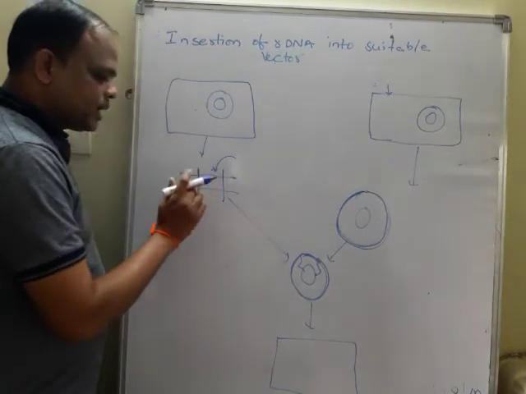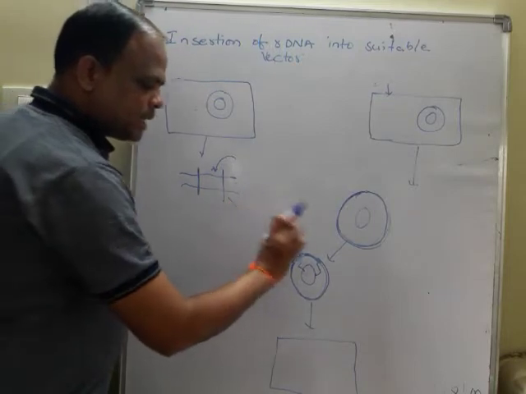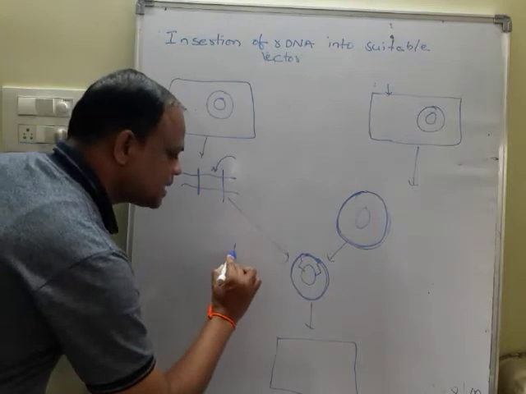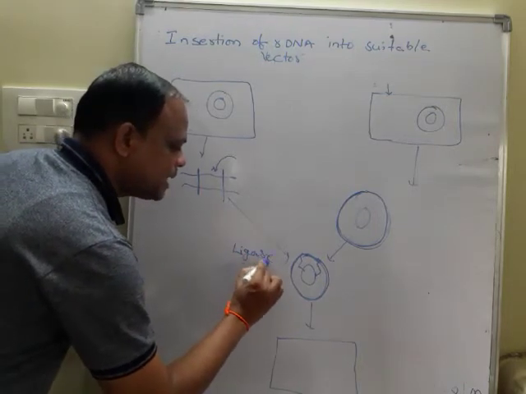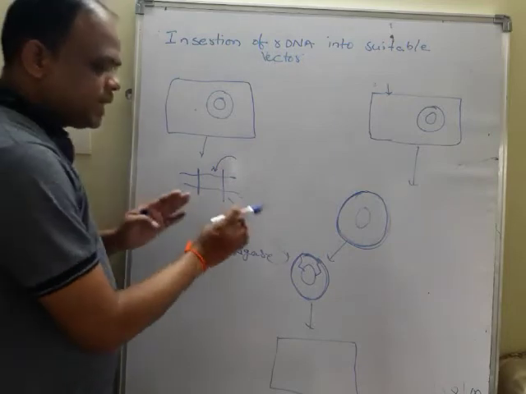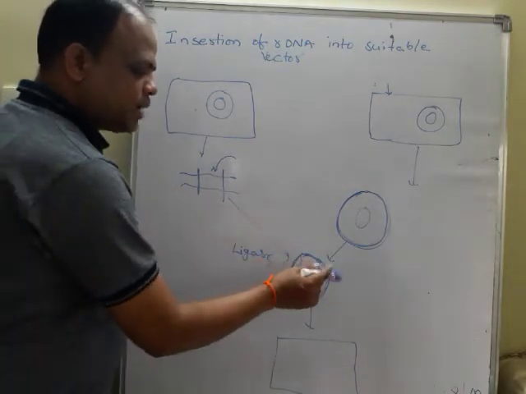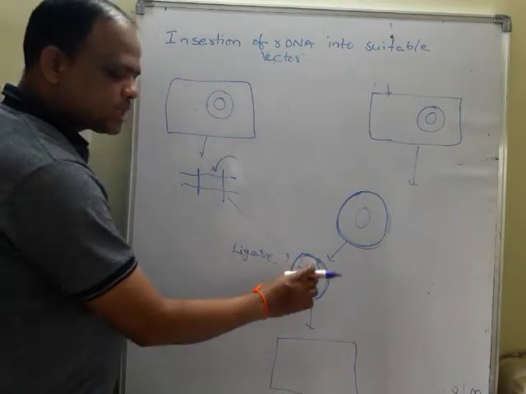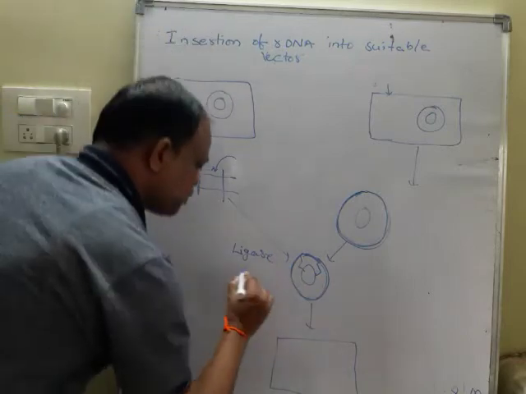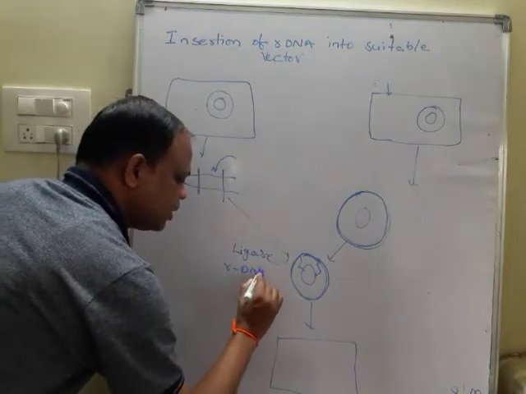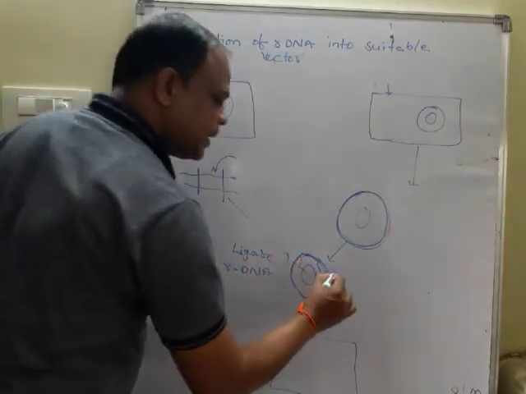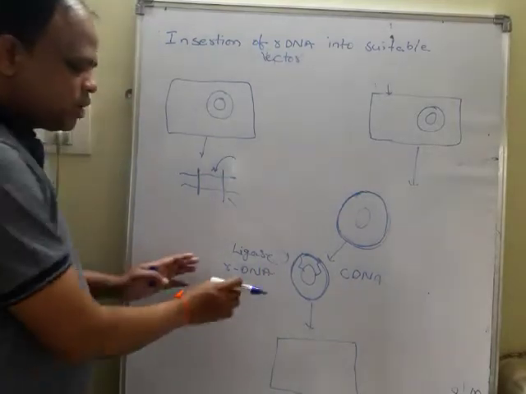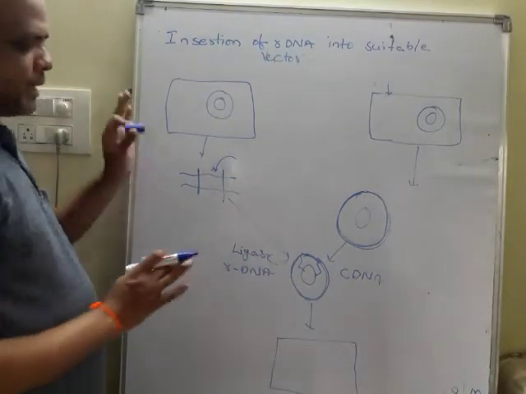The foreign gene DNA is inserted into this suitable vector with the help of ligase enzyme. This ligase enzyme joins the foreign gene to the vector DNA. This type of DNA is also called rDNA, or chimeric DNA, recombinant DNA. This is the next step.